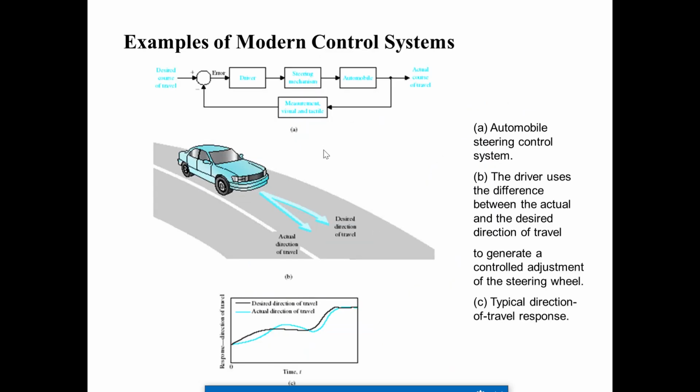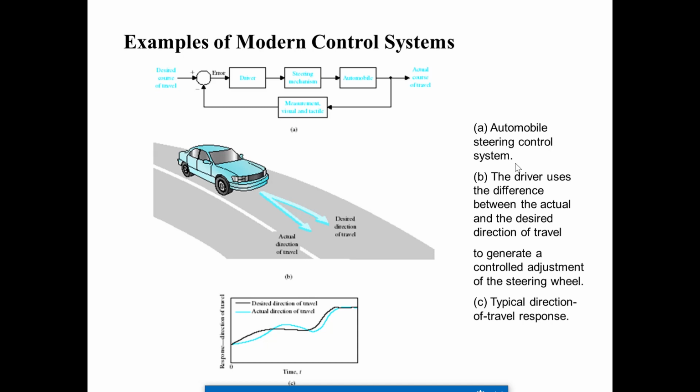Then we are going to quickly glance over the different modern control systems which have the feedback signal or the closed loop signals. Right here we have a desired course to travel, a comparator, error, we have a driver, we have a steering mechanism, we have an automobile, and we have output and measurement, visible and tactile. We are going to give it as a feedback.